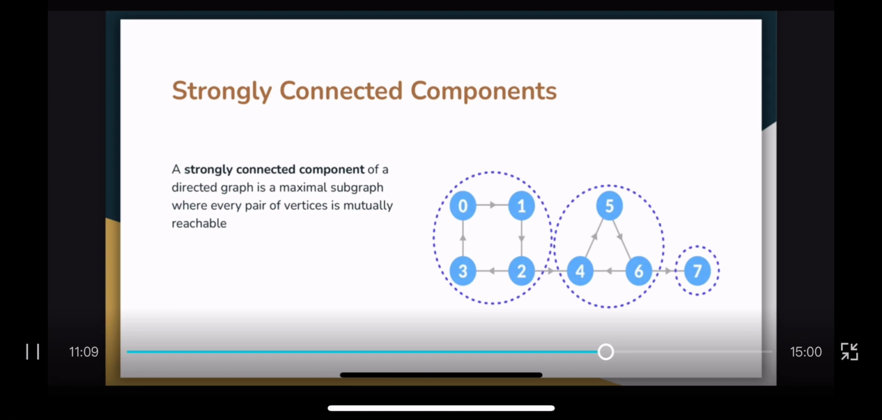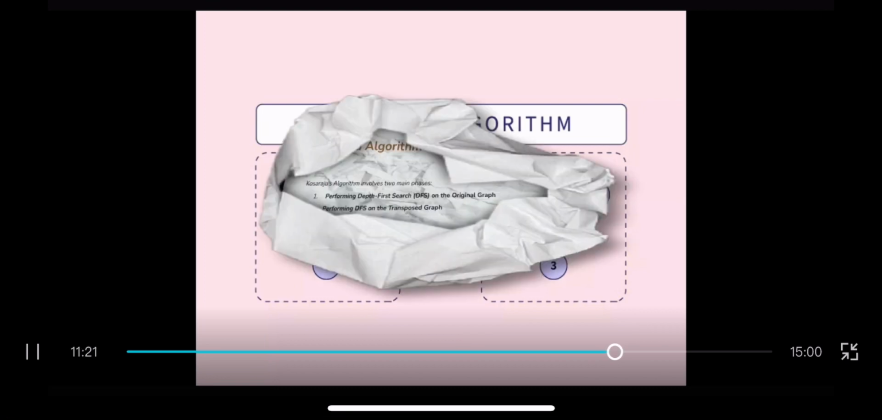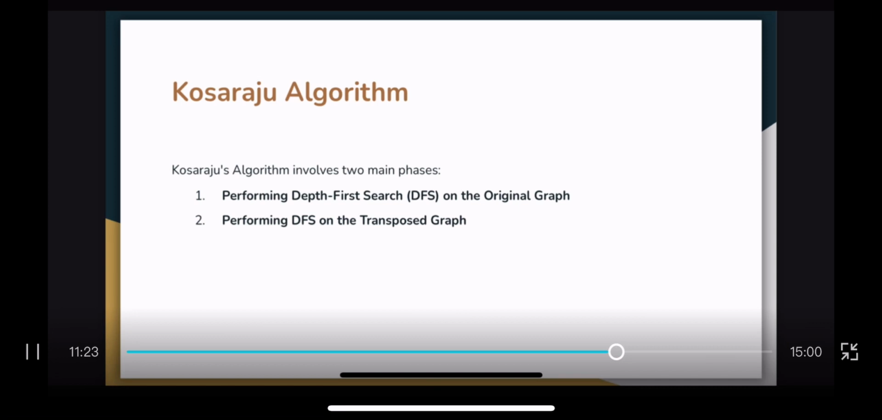And this brings us to a popular algorithm, which is the Kosaraju algorithm, which is used to find the strongly connected components in a directed graph. So it's a key algorithm in computer science for analyzing the structure of directed graphs. And it has two main steps or phases to follow.